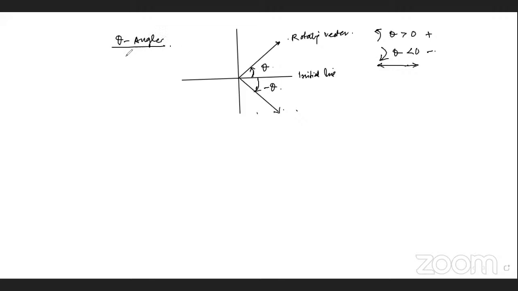Now angle, obviously, we can measure the angle in two different systems. First of all, the first system is the sexagesimal system, I mean, this is the sexagesimal system of measurement of an angle. Second is the circular system. So there are two systems in which we measure the angle.